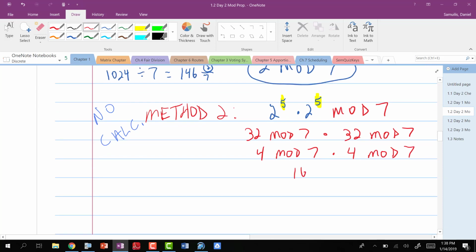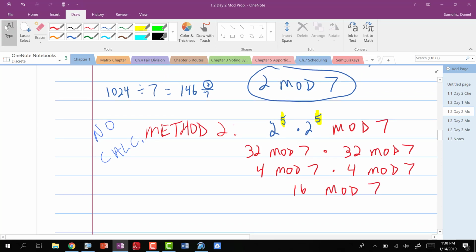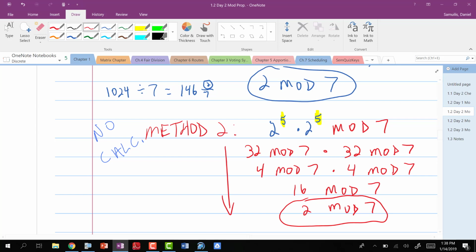Hold on. This is 16 mod 7. What's going on? It's supposed to be 2 mod 7. My question is, isn't 16 mod 7 2 mod 7? 7 goes into 14 with the remainder of 2. So I couldn't care less that this took all of these steps. This actually goes through the process of all the mod things that you're supposed to know.